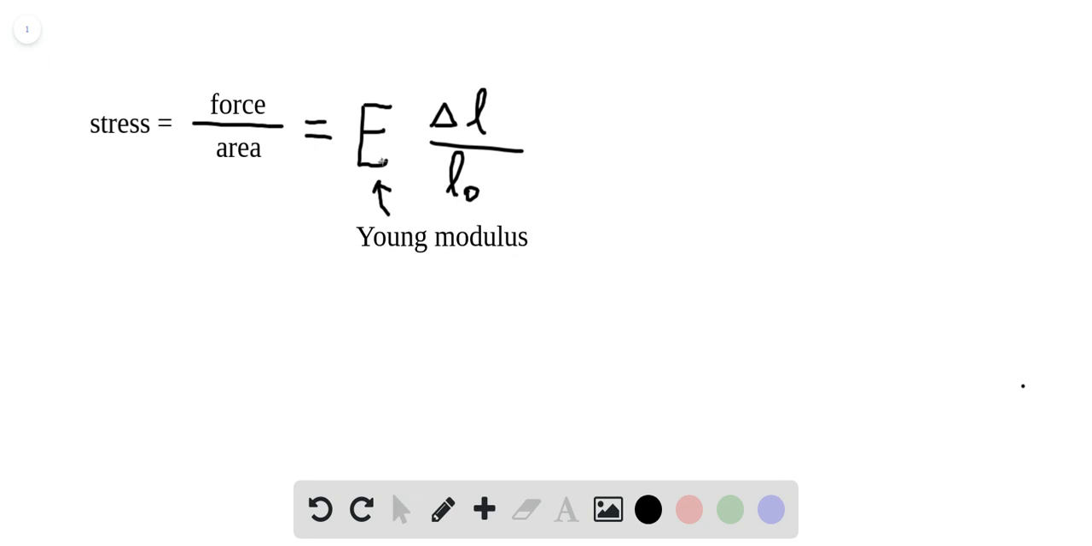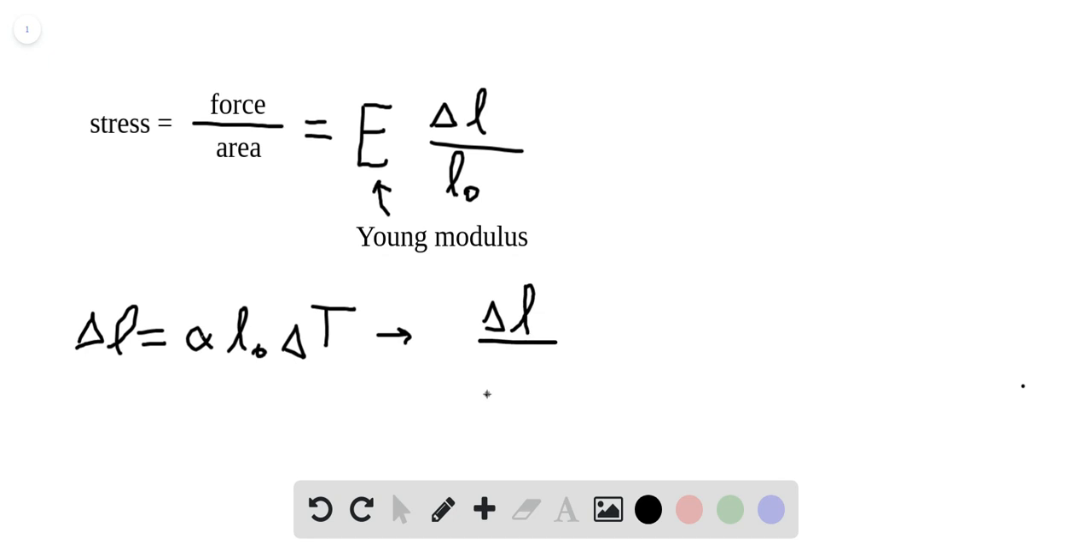So we have this equation here, and we also have the now famous equation delta L equals alpha L0 delta T. And by rearranging this, we can isolate delta L over L0. That's equal to alpha delta T.